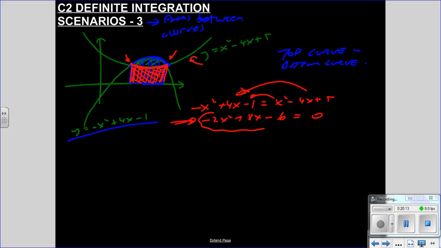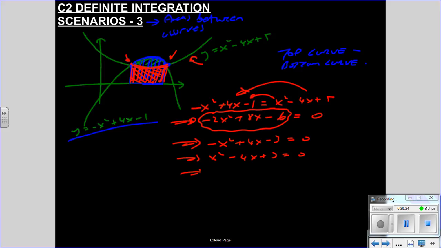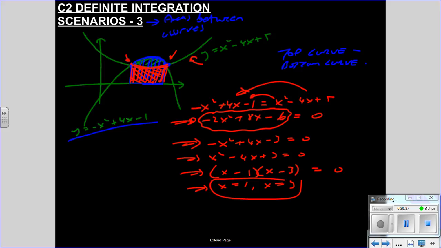Keep hold of this. It's very tempting now to divide by 2, isn't it? Simplify up your algebra and maybe times it all by minus 1. So now you can see how you can factorize that. I'm doing that quickly. 3, 1, so it's got to be minus and minus. You guys can do all that, that's no problem. So this is x equals 1 and x equals 3.